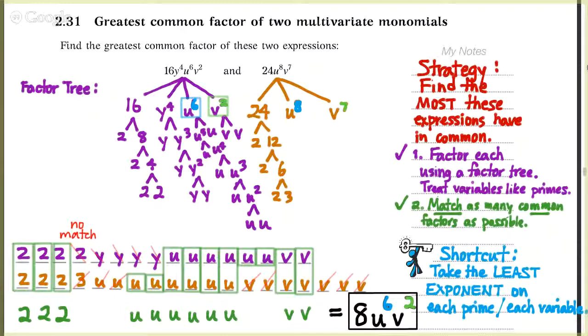And then notice also that we don't have any y's in our final answer. The reason we don't have any y's in our final answer is that we could see it as a comparison between the 4 factors of y that are in our first expression and the no factors of y that are in our second expression. Choosing, therefore, the lesser of the 2 exponents makes us choose to have no factors of y in our final answer.